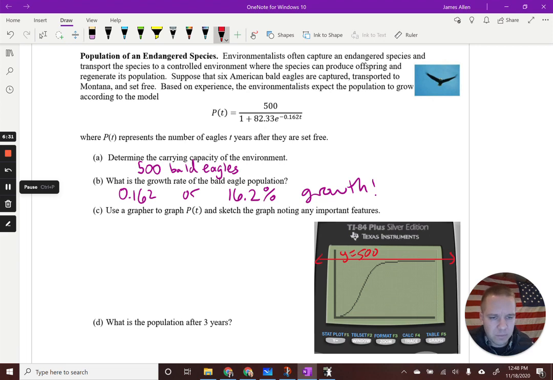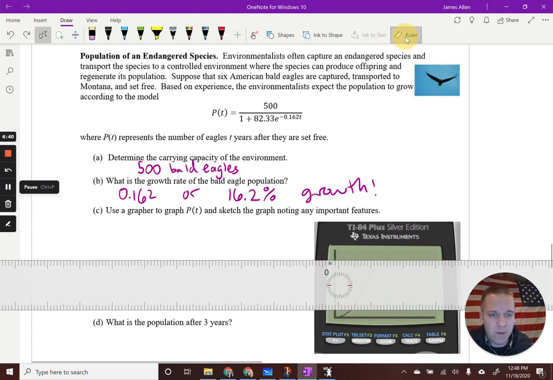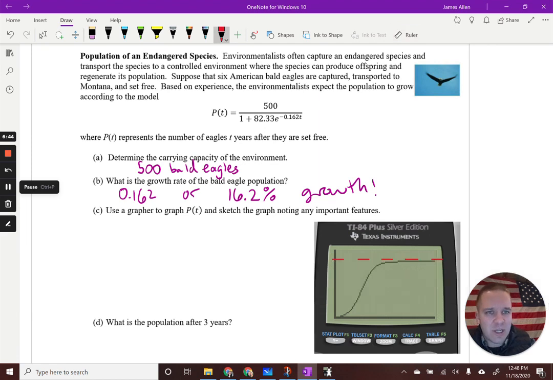I feel like I should have done that as a dashed line. I'm going to do a dashed line. I apologize for that. Let's pop that ruler back out. I forget that I can do a dashed line pretty easily. There we go. Then I've got my inflection point right here, right? So that's where half of my carrying capacity occurs.